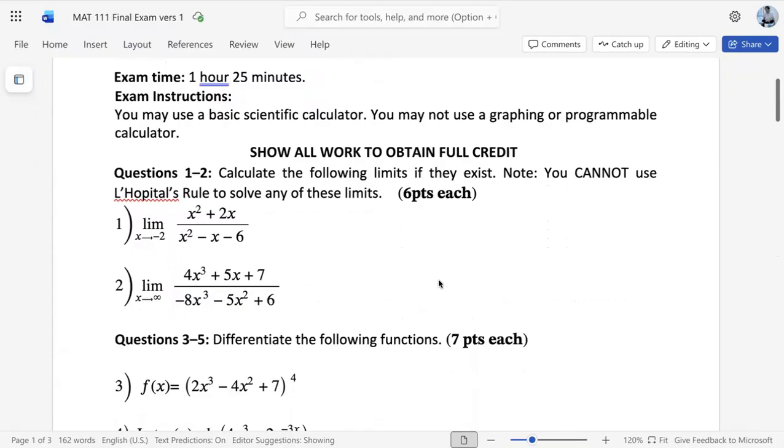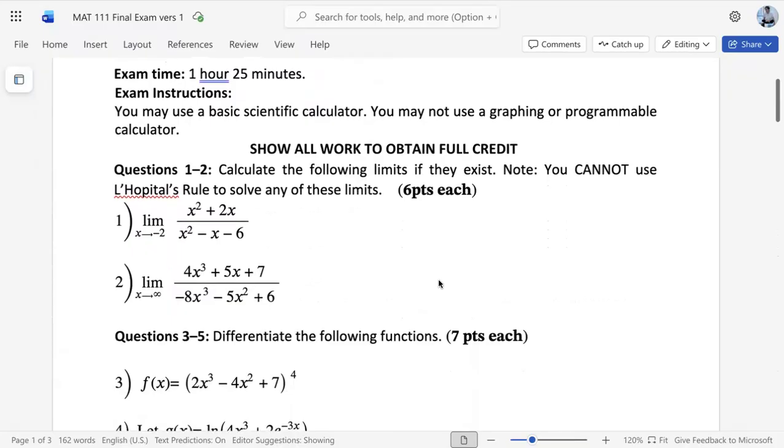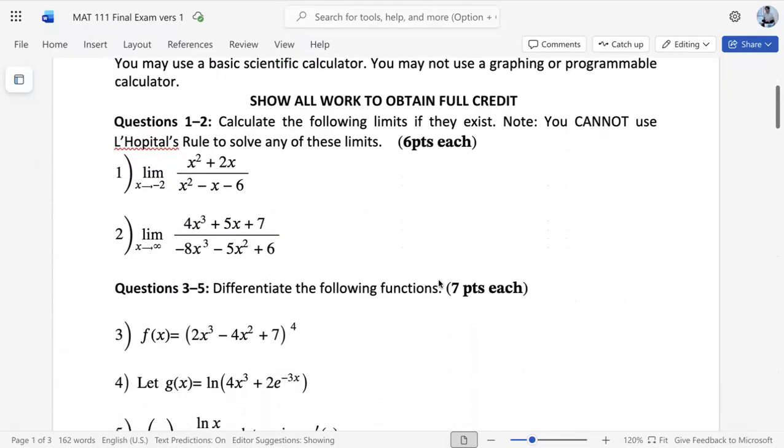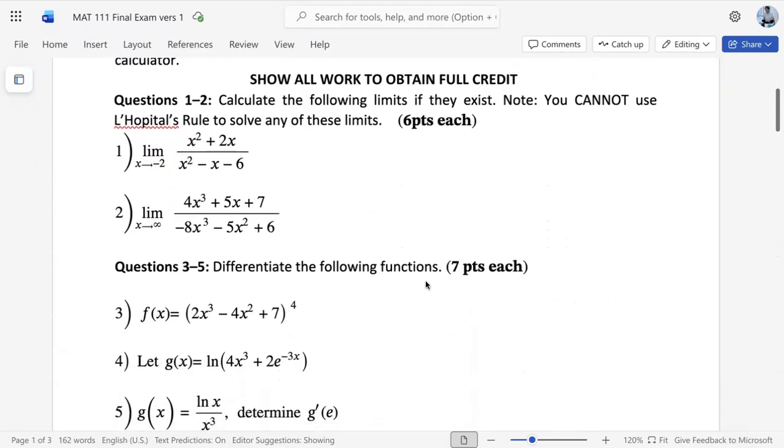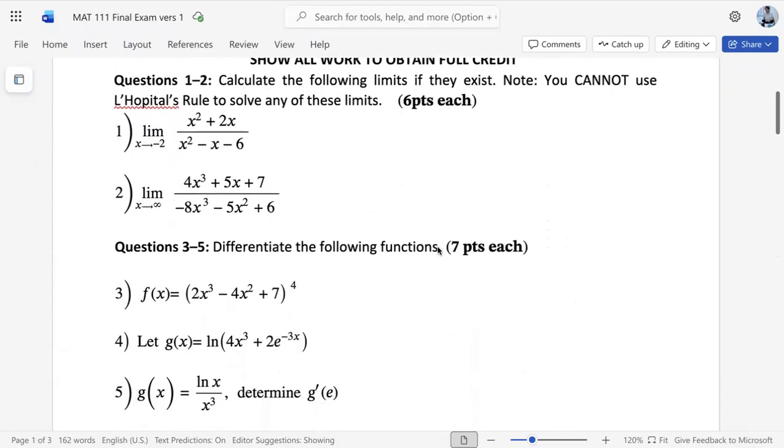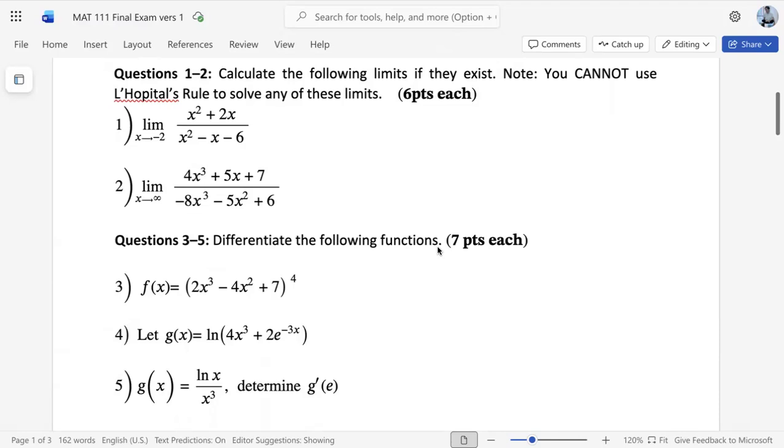You need to write down your statement. So you are the one who's doing the exam. And then you need to show all your work to get full credits. So let's see the questions. So the questions will cover limits, differentiation, and integration. So everything.